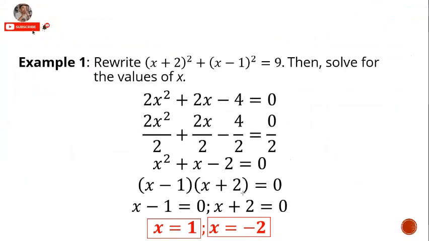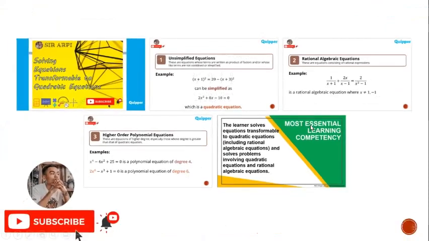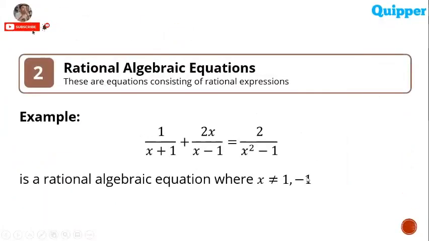That's for our first example for unsimplified equations. The next equation that we are going to transform into quadratic equations will be rational algebraic equations. These are equations consisting of rational expressions.